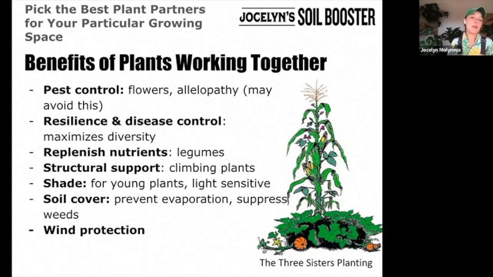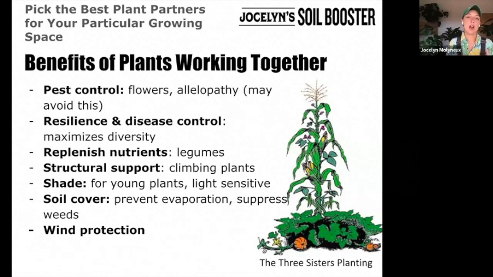But there's also other really good reasons for this practice, which we call companion planting, or really picking and choosing where and which plants are going to go together. And one of them is pest control. So certain types of plants are able to actually naturally deter specific types of insects.